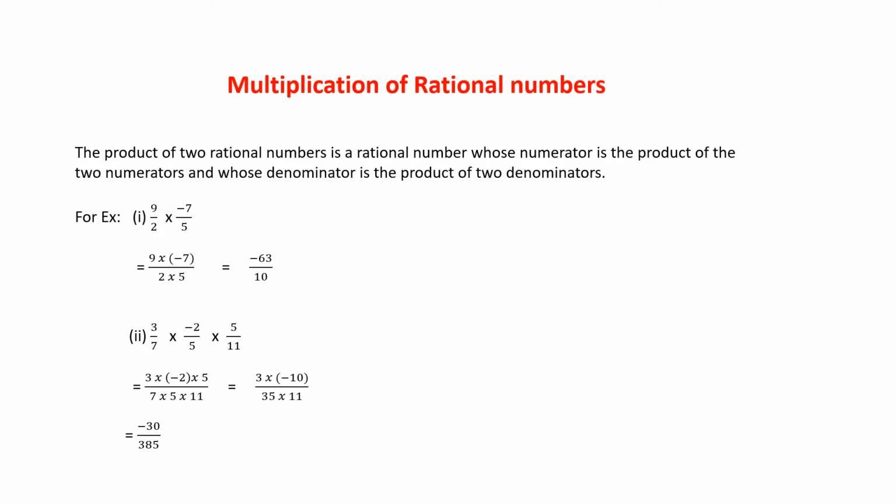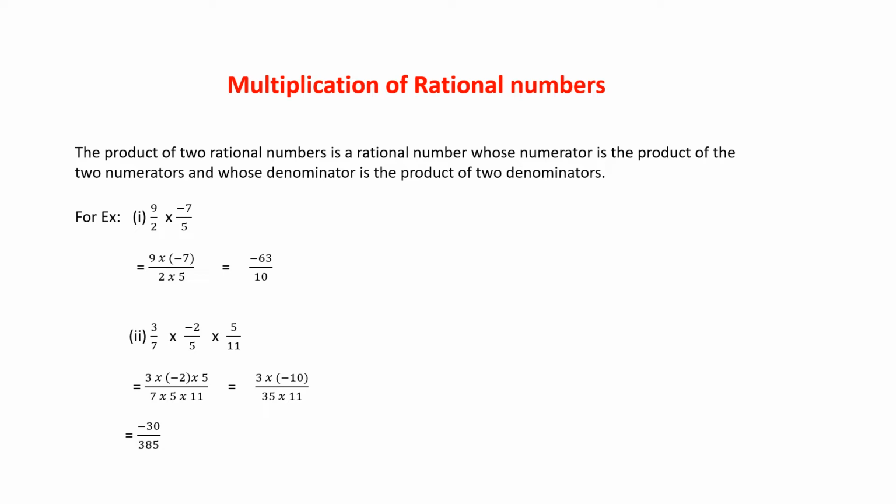The product of two rational numbers is a rational number whose numerator is the product of the two numerators and whose denominator is the product of the two denominators. Let's understand this with the help of an example.